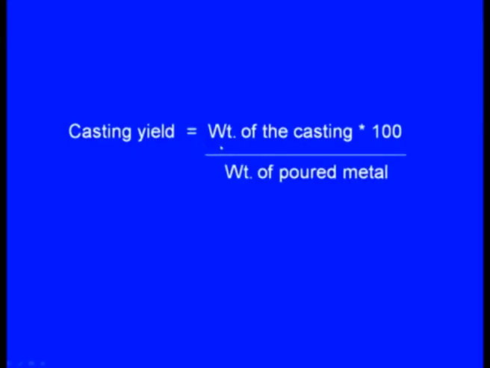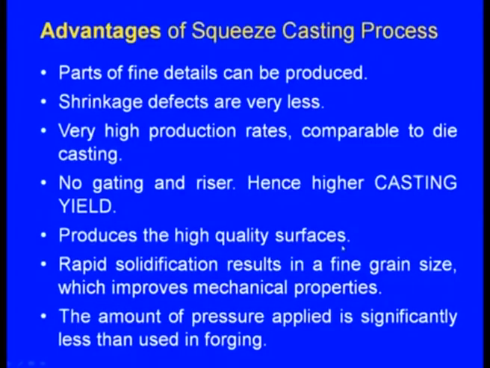What is this casting yield? Casting yield is defined by weight of the casting divided by weight of the poured metal multiplied by 100. In the case of sand casting, the casting yield will be 70 to 80%. Means if we are melting 100 kgs of molten metal, we can make only 80 kgs of the casting. 20 kgs of the molten metal is not used for making the component. As the casting yield becomes higher and higher, it would benefit the industry, but here the casting yield is 100%.